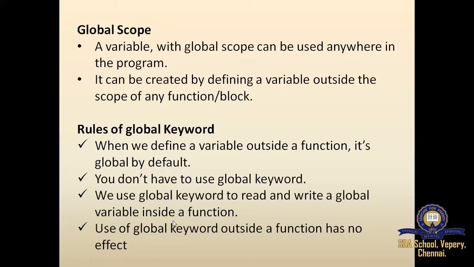So, rules for global variables. When we define a variable outside a function, it is global by default. You do not have to use the global keyword. We use the global keyword to read and write a global variable inside a function. Use of the global keyword outside a function has no effect. So these are the things you should keep in mind when you declare a global variable. A variable defined above your functions or blocks will behave like a global scope variable. Right?